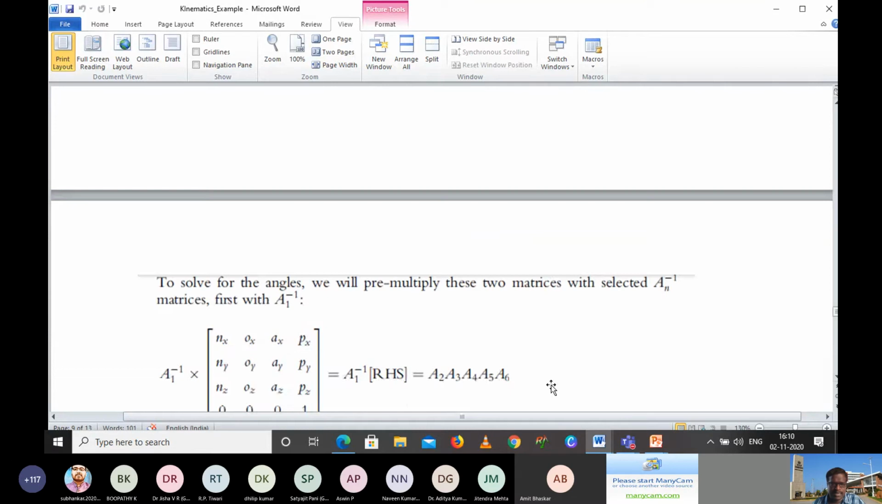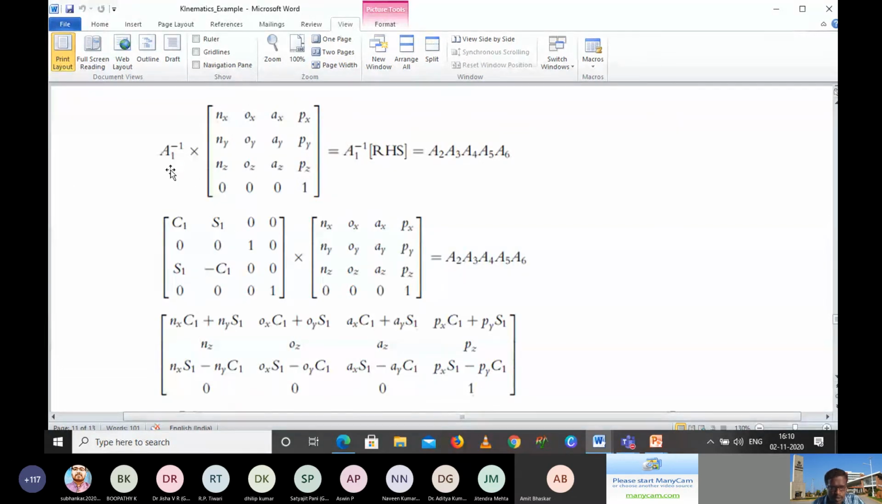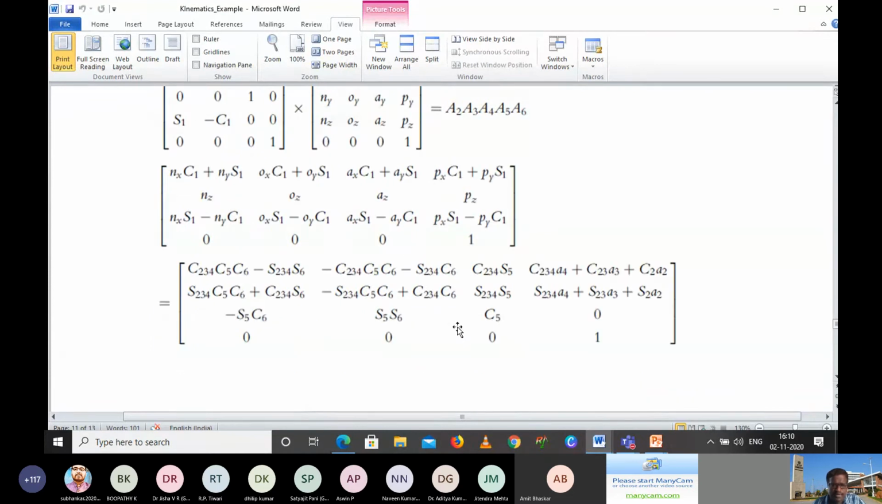Once you multiply, you will get, see here, A1 inverse I have brought here, and then I have multiplied. Now I am equating these two terms, that is nxc1 plus nys1, this one with the first term c2, 3, 4, c5, c6 minus s2, 3, 4, s6. I am equating like this. Similarly, here you can see pxc1 plus pys1 is equal to c2, 3, 4, a4 plus c2, 3, a3 plus c2, a2. Like this, you can relate all the parameters.